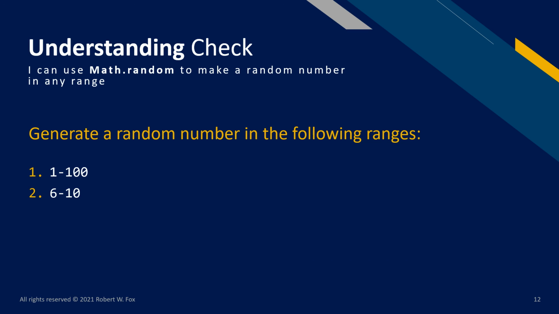Let's do a quick understanding check. I'd like you to write down the code to generate a random number in the range 1 to 100 and then 6 to 10. Pause the video, write it down, let's see if this is making sense, and when you're ready, unpause and we'll go over the answer.